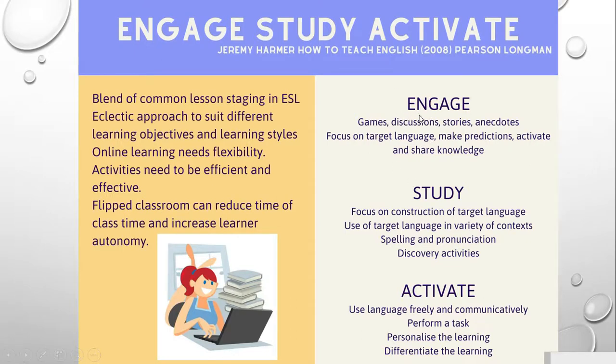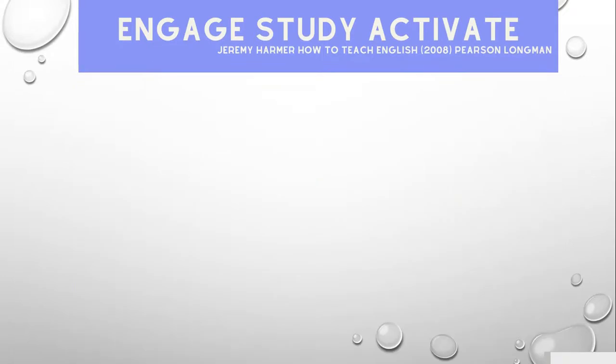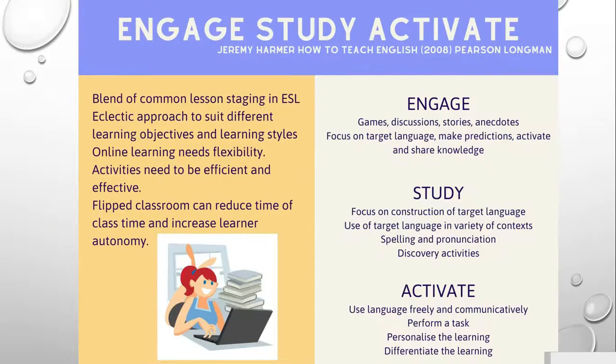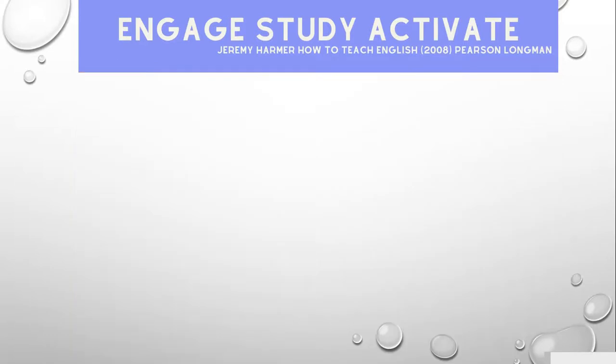So roughly, the engage section, this is games, discussions, stories, setting the context, focusing on the language, getting the students to predict things about the language and activating the knowledge they have. Study, you would continue looking at the construction of the language, look at the language in different contexts, make sure you bring in spelling and pronunciation, and set up some activities to discover. You can see how this is fitting like we have in PPP and communicative language teaching. And activate, use the language freely and as communicatively as possible. This is like task-based learning.